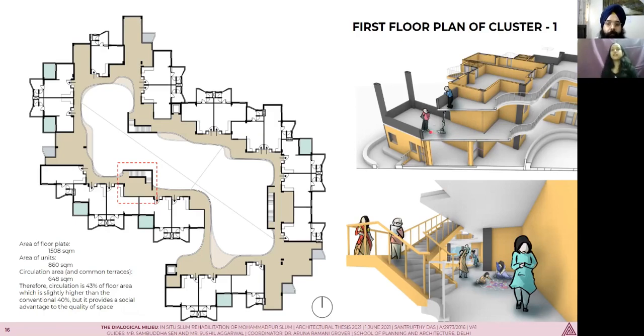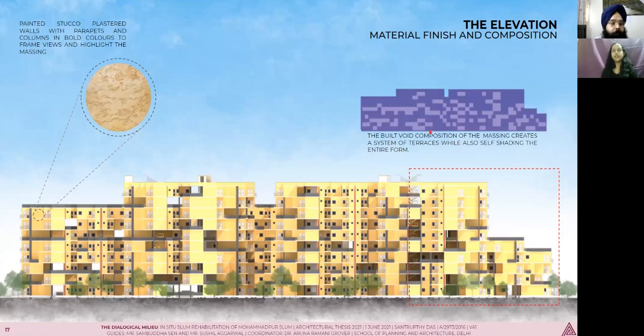Then this is how the elevation looks. The finish is of painted stucco plastered walls with the parapets and columns in very bold colors. You can look and identify yourself with the terraces because they highlight the entire massing, these horizontal and vertical members. And the massing itself is a composition of these terraces, which according to me are the most important component of my design. And they also self-shade the entire form, thus reducing heat gain.